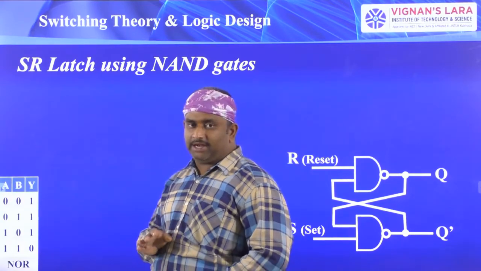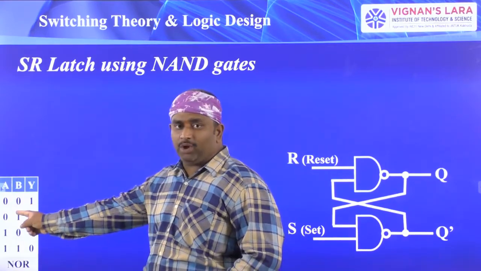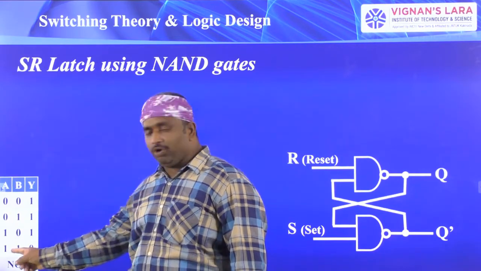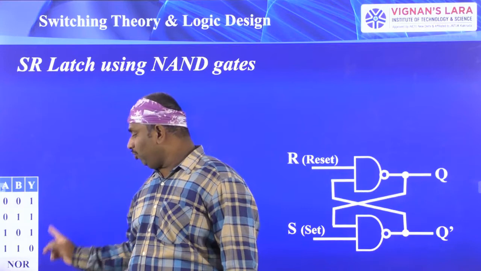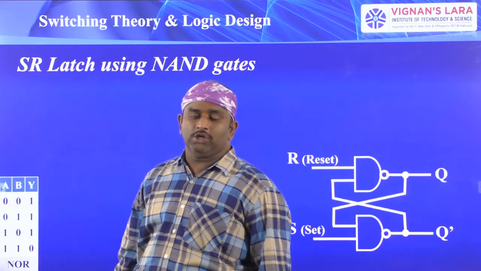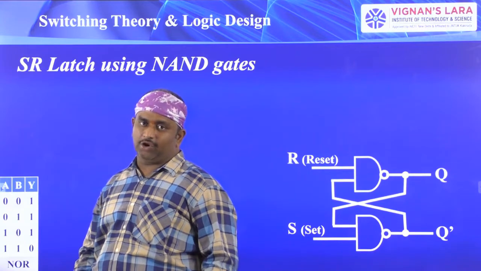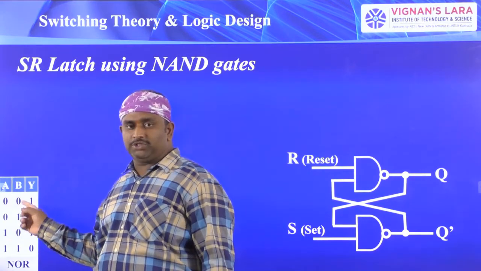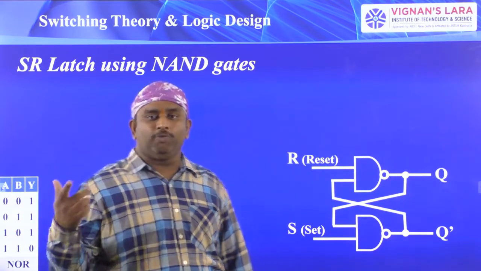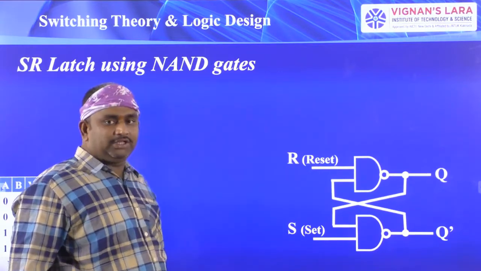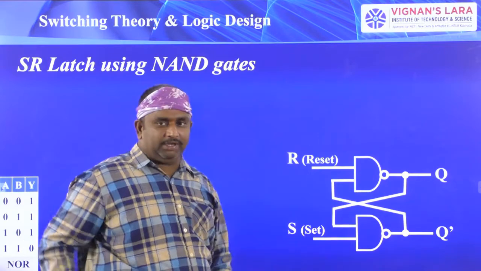Once again, for the NAND gate operation, if any one of the inputs is 0, the output is 1. If both inputs are 1, then the output is 0. So if one of the inputs is 1, you cannot decide the NAND gate output. If any one of the inputs is 0, you can decide the output as 1. So this is the basic operation of the NAND gate. That is what you have to remember. And now come to the remaining condition.